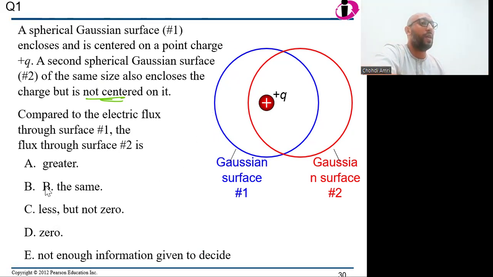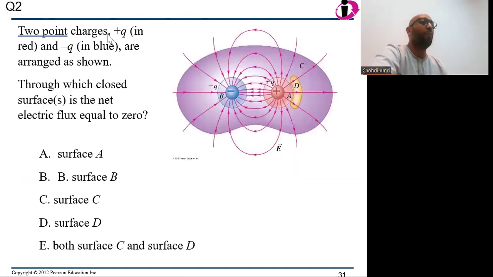Okay, it will be the same, and the answer is B. Let's move to another question. Two point charges, plus Q and minus Q, are arranged as follows. Through which closed surface is the net electric flux equal to zero?